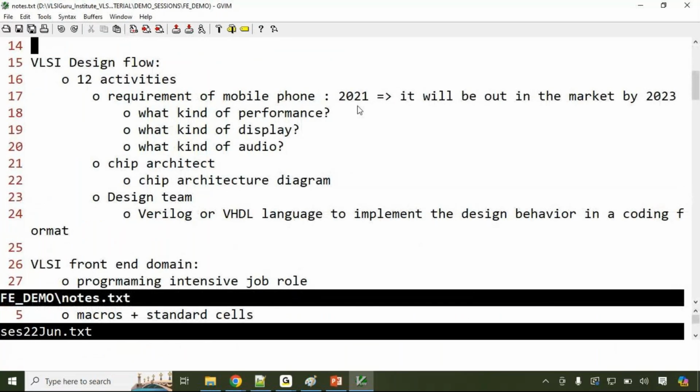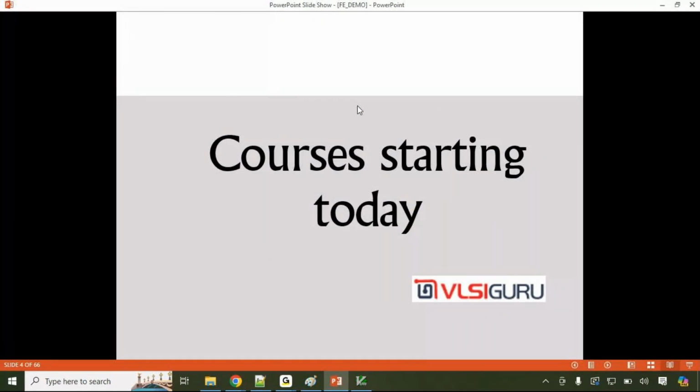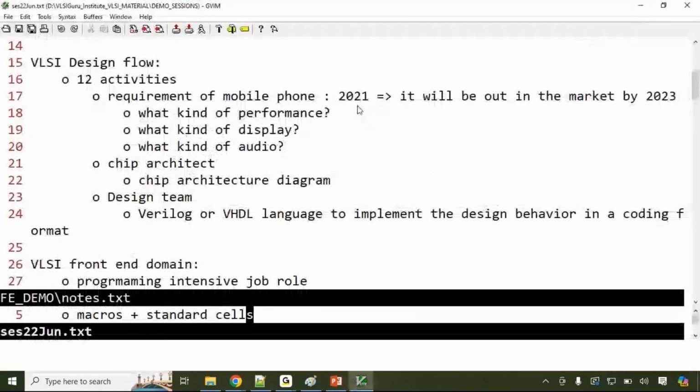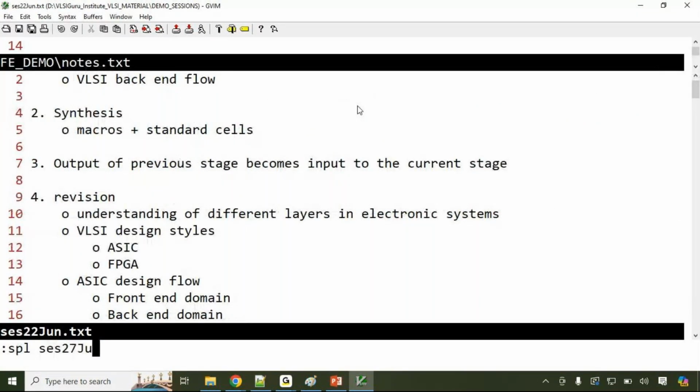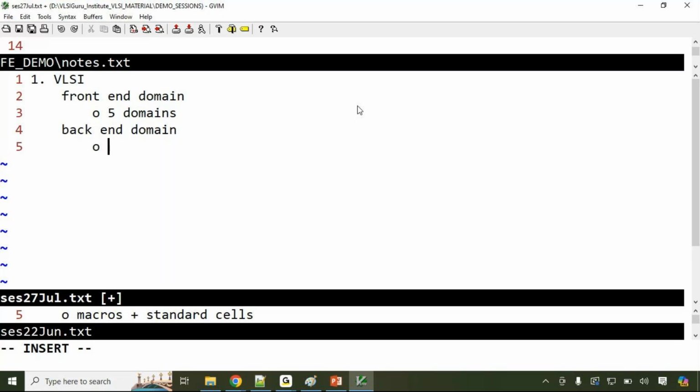You see, in VLSI, there are a lot of domains. I was talking about VLSI having a front-end domain and a back-end domain. The front-end itself has another 5 domains, and the back-end has another 6 to 7 domains. When I say front-end domain, there are things like architecture.